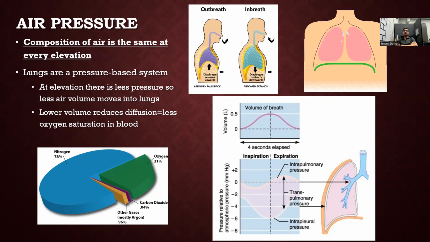The relative amount of these particles, due to the relative air pressure at these elevations, is due to the amount of these particles. So at Mount Everest, there's a lot less total air particles, which means less air pressure, right? So it's harder to breathe. It's not that there's less oxygen in terms of percentage; there's less total oxygen particles, and therefore it's harder to breathe up there. At elevation, there's less pressure, so less air volume moves into the lungs.